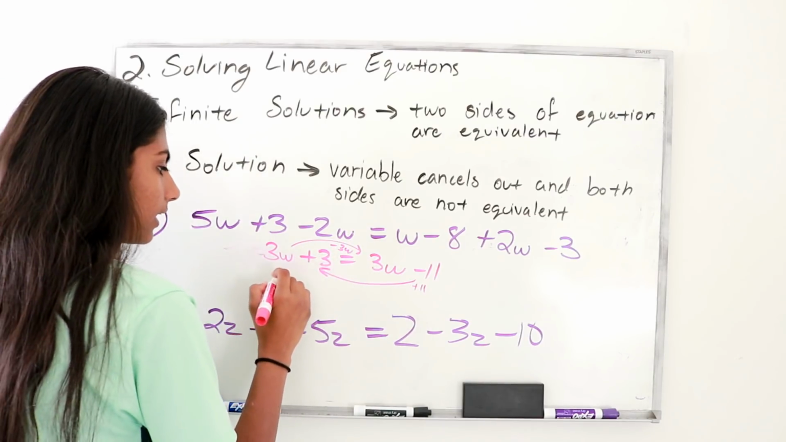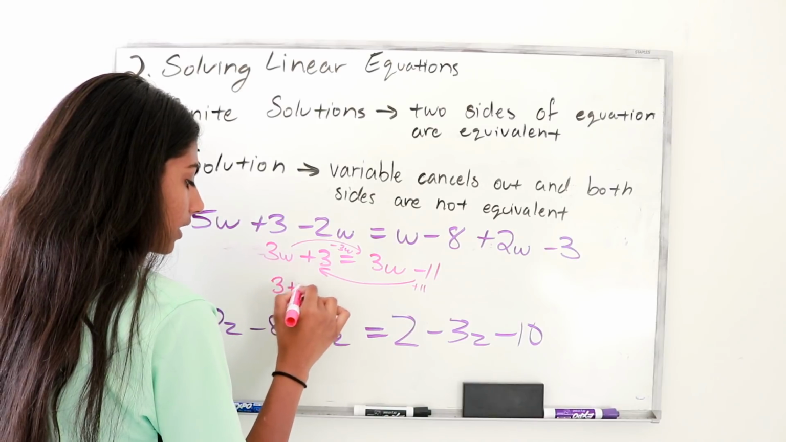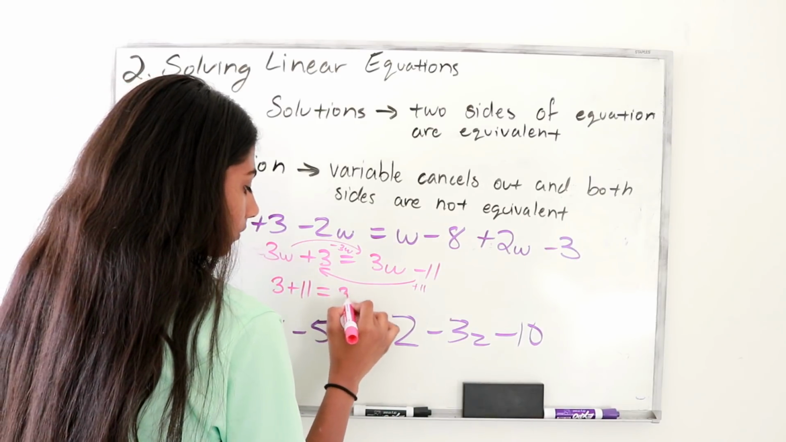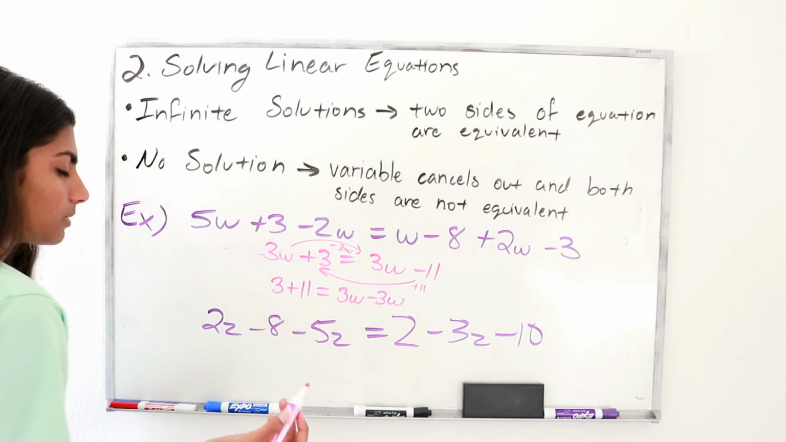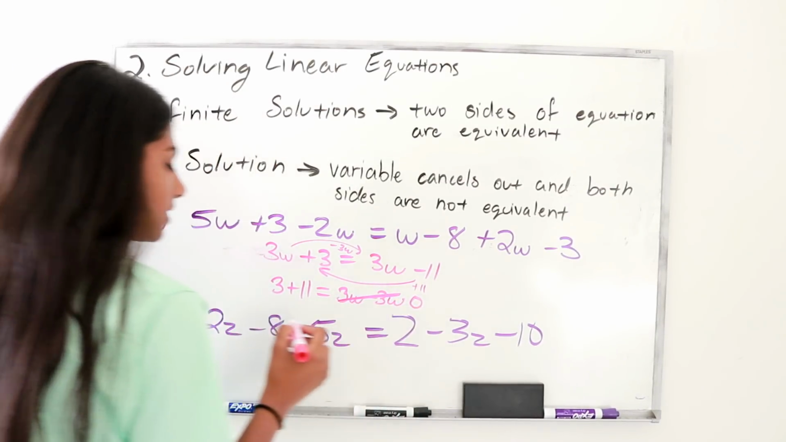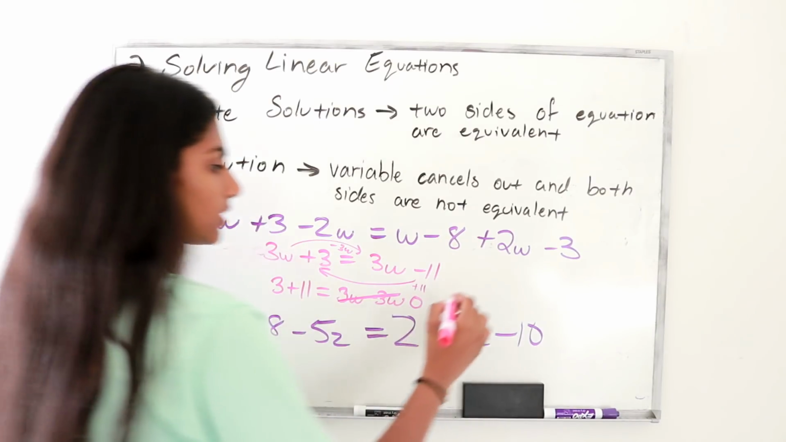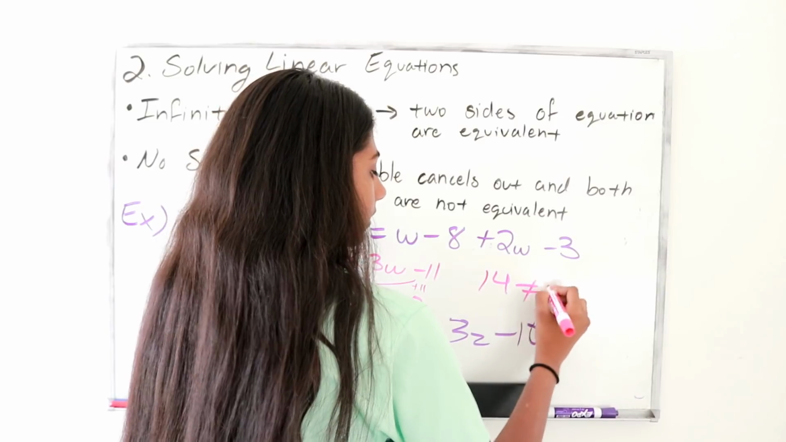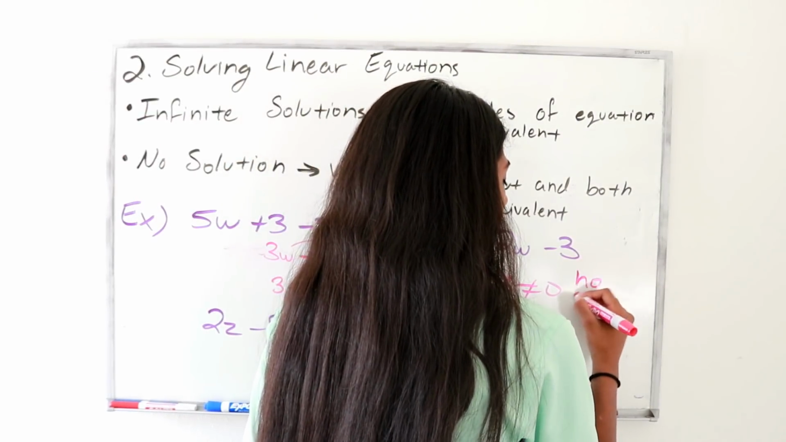Well, when I do that, I get 3 plus 11 equals 3w minus 3w. And 3w minus 3w just equals 0, right? That means that 3 plus 11, which is 14, is going to equal 0. And 14 does not equal 0, right? So that means that there is no solution. And that's what I'm going to write. No solution.